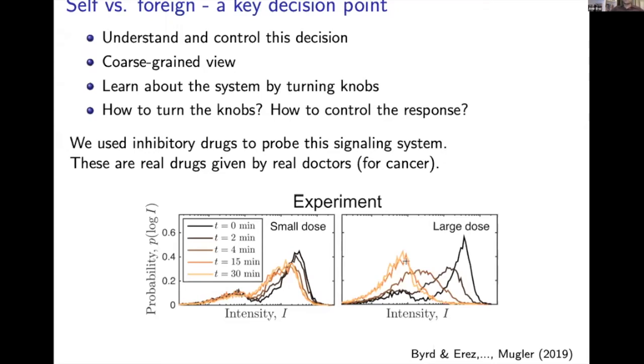Right, and we wanted to understand these dynamics and also the steady states of the situation. I'll tell you a little bit about the steady states. Dynamics is for another talk. All right, so what we ended up doing is developing a coarse-grained approach to this thing.